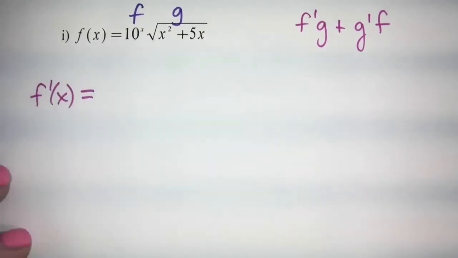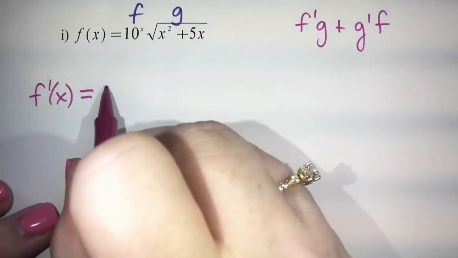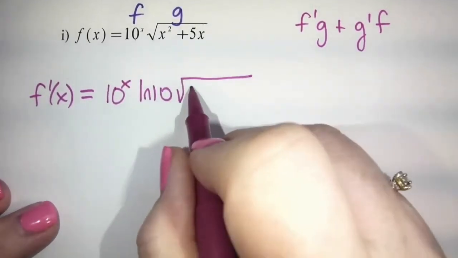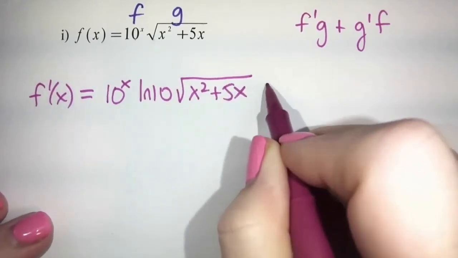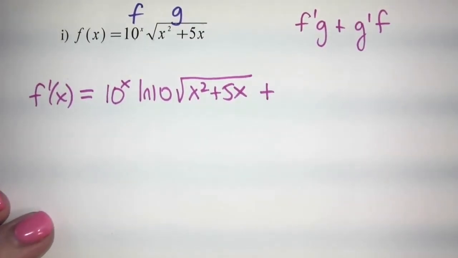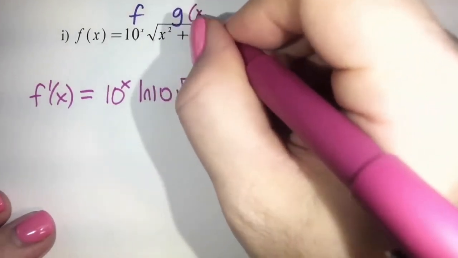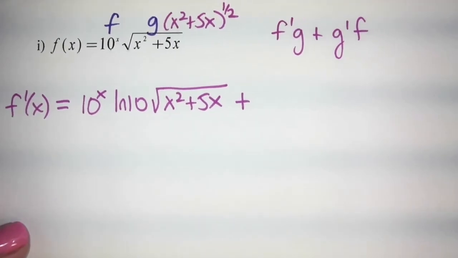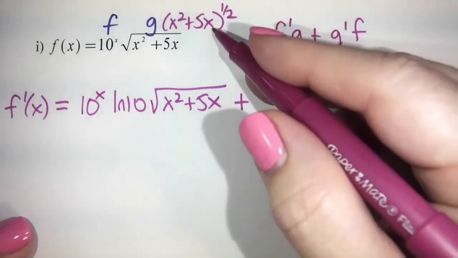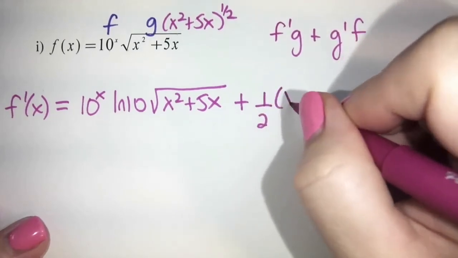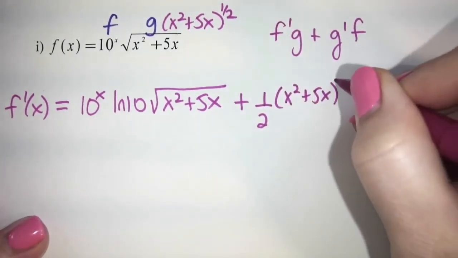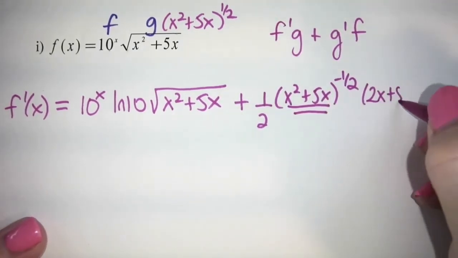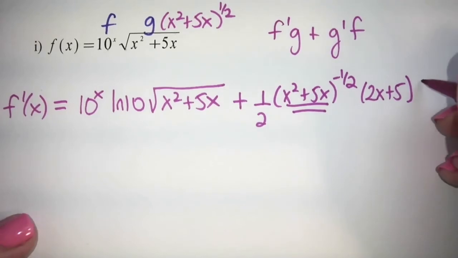Okay, so what would our derivative be? Well, we've got derivative of the first. Derivative of 10 to the x would be 10 to the x ln 10 times the second, square root x squared plus 5x, plus derivative of the second. Well, this is a root, so we want to write this as x squared plus 5x to the 1/2. It's easier for us to do the derivative that way, right? So derivative of the second, well, the derivative of something to the half would be a half out in front, bracket to a half minus 1 is negative a half, times the derivative of the bracket, which would be 2x plus 5. And then that's times the first, which would be 10 to the x.